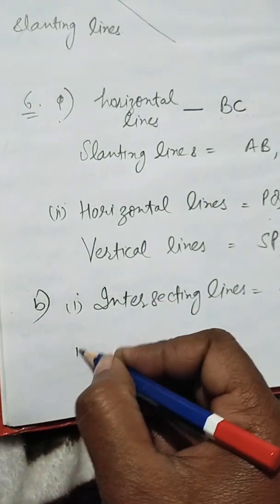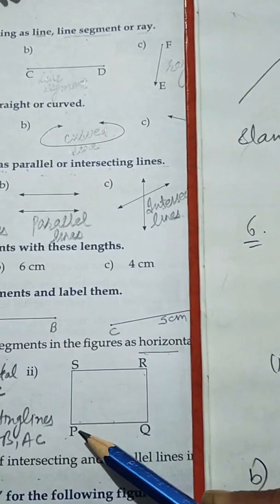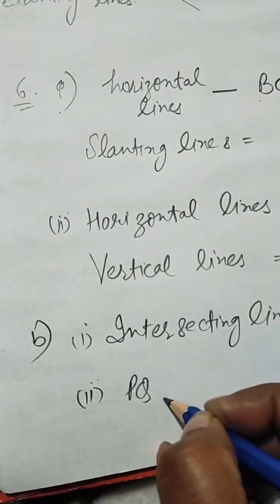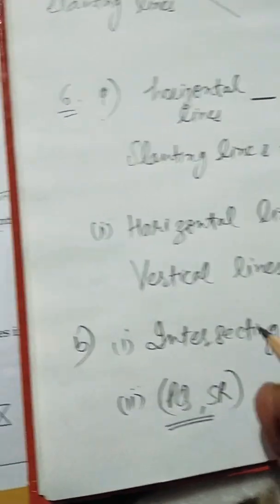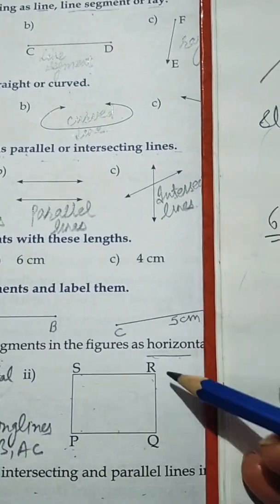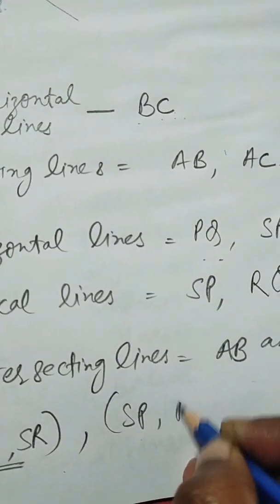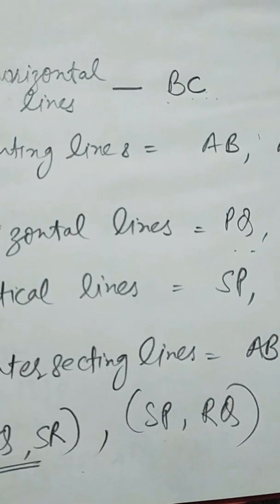Yes, then in the second diagram there are parallel lines, no intersecting lines. Here are PQ and SR. PQ and SR, these both are the parallel lines, and the second pair of parallel lines is SP and RQ. SP and RQ, these both are also parallel lines.